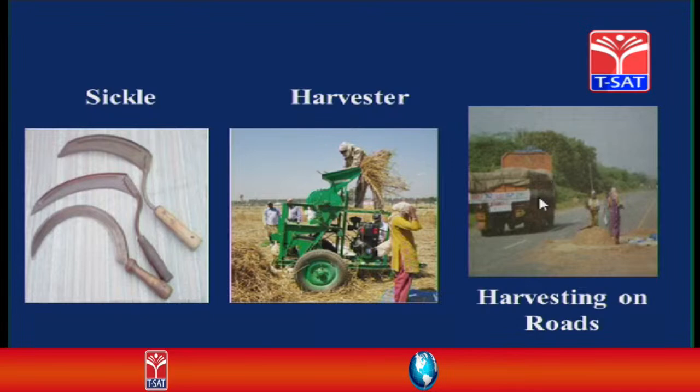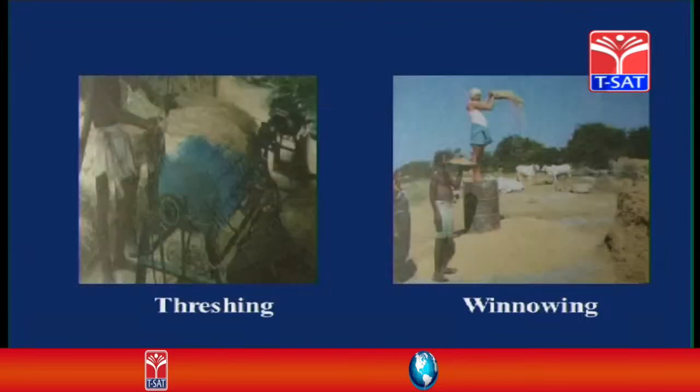Harvesting is done by sickle or harvester, and you can see in the last one, that harvesting is done on the roads. You might have seen it in your villages also, but it is very dangerous. Why? Because sometimes accidents may occur. So, try to avoid this type of harvesting on roads.